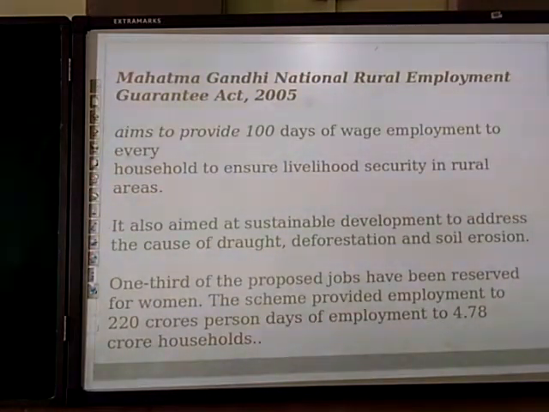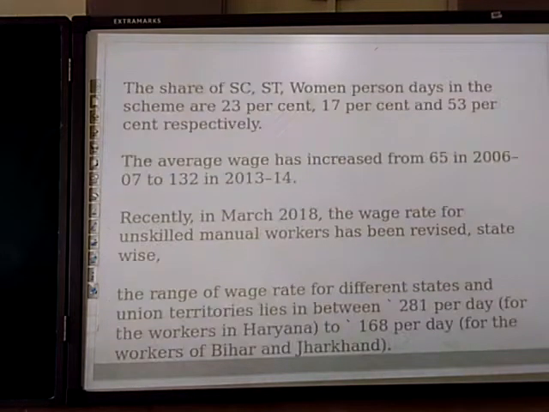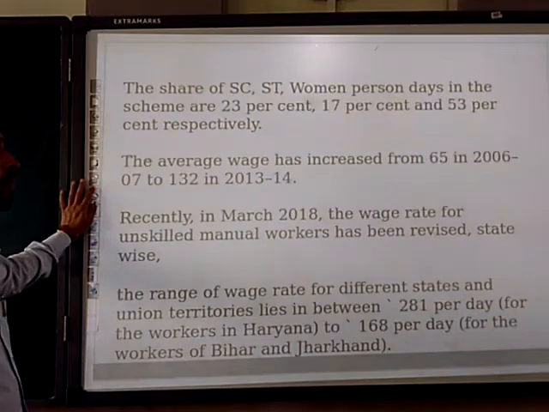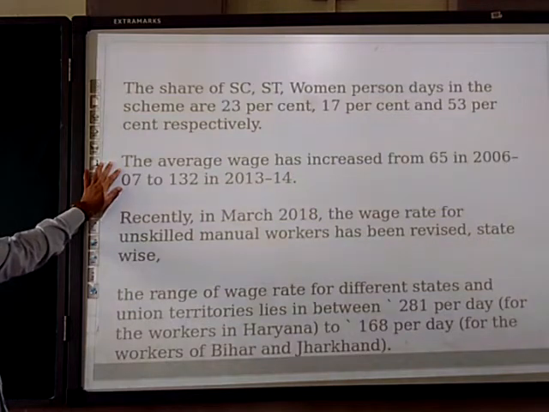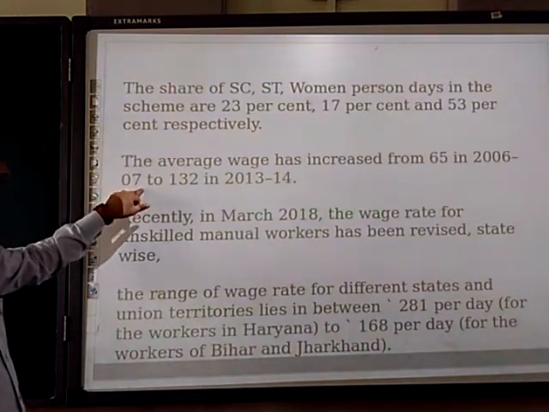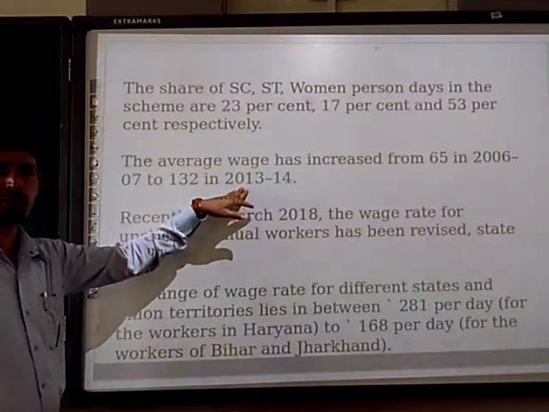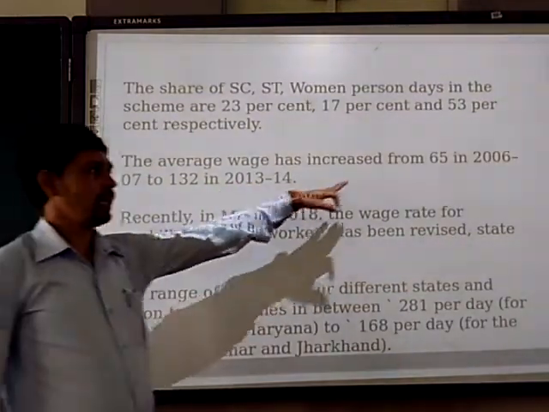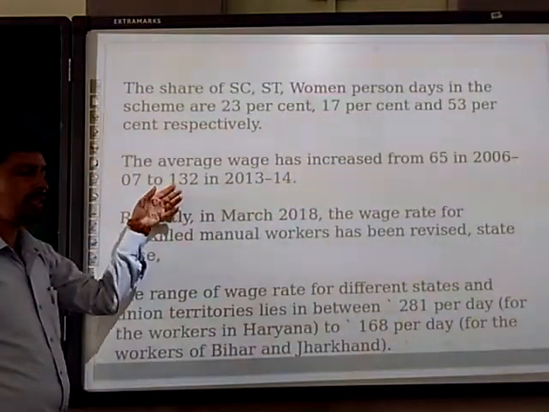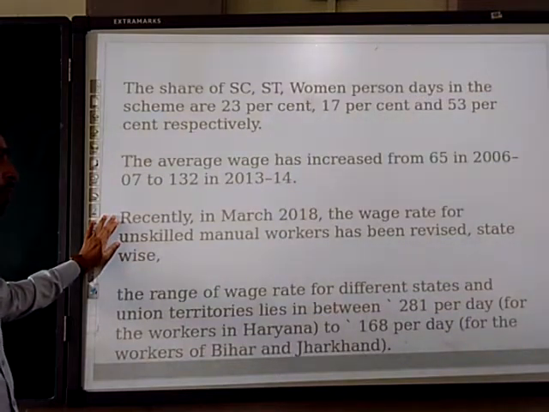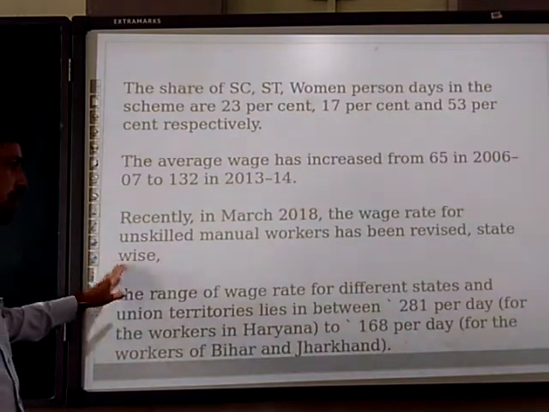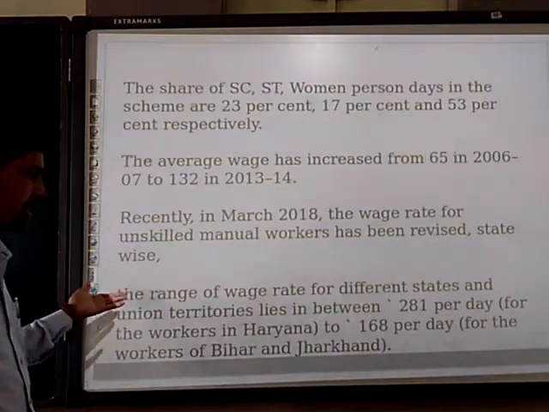Next, moving toward the next one. The share of SC, ST and women in the scheme is 23%, 17% and 53% respectively. The average wage has increased from 65 in 2006-07 to 132 in 2013-14. Earlier it was 65, now it is 132. Recently in March 2018, the wage rate of unskilled manual workers has been revised state-wise. State-wise it is revised.